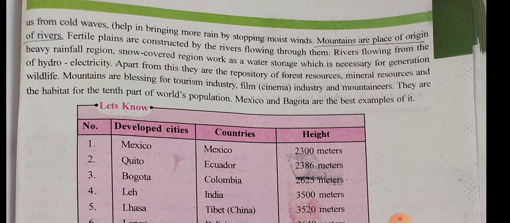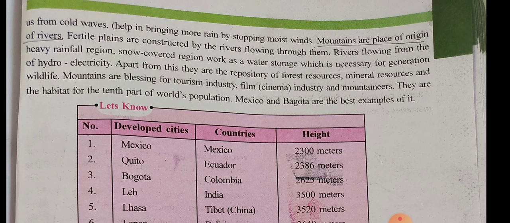Mountains are the place of origin of the rivers. ऐसा कहा जाता है जो माउंटेन्स यानी कि जो पर्वत हैं वो नदियों का उद्गम स्थान है. नदियाँ कहाँ से निकलती हैं? नदियाँ पर्वतों से निकलती हैं. Fertile plains are constructed by the rivers. और ऐसे रिवर्स से क्या बनता है? फर्टाइल प्लेन्स यानी कि फलद्रुप मैदान बनते हैं. Flowing through them, उनके बहने से ये फलद्रुप जमीन का निर्माण होता है.